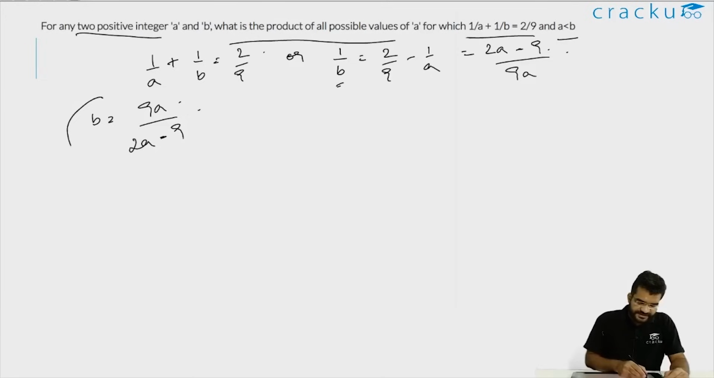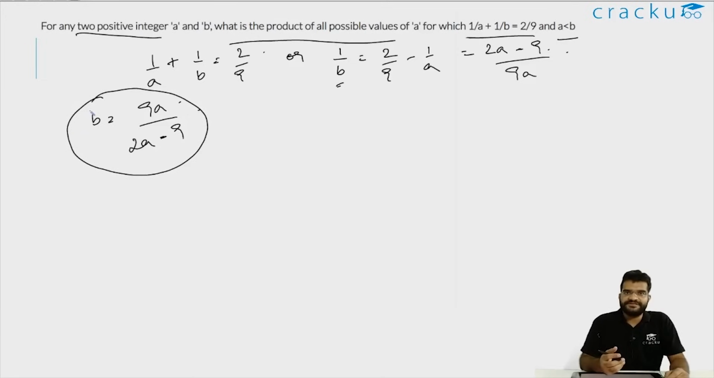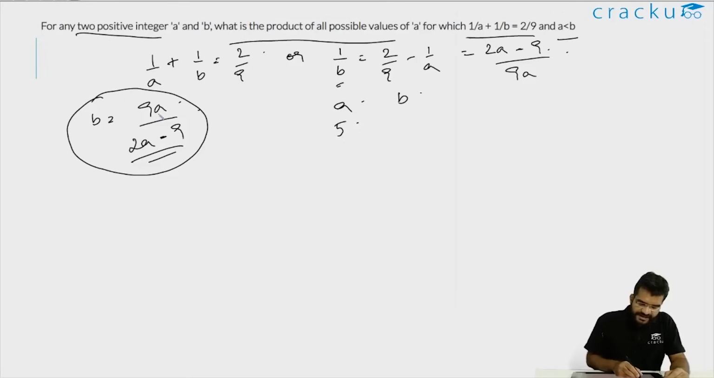Now this has been given to us. We know that both a and b are positive integers and a is less than b. So if you look at the denominator, it is 2a minus 9. So a has to be greater than 9 by 2, that is 4.5. So the smallest value of a is when a is equal to 5. And in this case, the value of b will be 9a by 2a minus 9. When a is equal to 5, the denominator will be 2 into 5, that is 10 minus 9, that is 1. And the numerator will be 45, 9 into 5. Both of them are positive integers and a is less than b. So this is a valid solution.